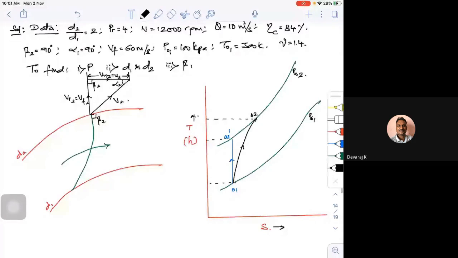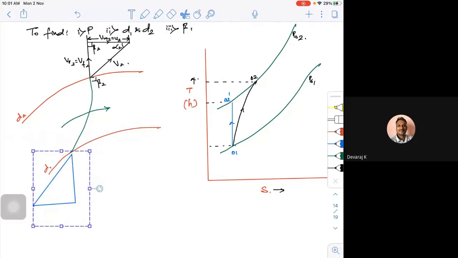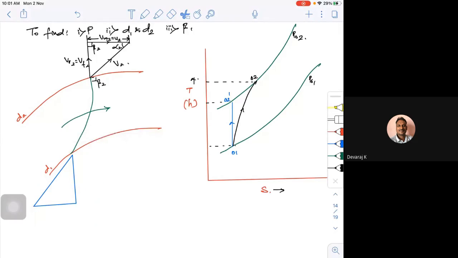Now similarly, if I try to draw the inlet velocity triangle, it will be something like this. This is my alpha 1, and I do have the relative velocity something like this. This is my triangle. This will be my VR1, this is the angle beta 1, this is my alpha 1, which is exactly radial, and this is V1, which is equal to VF1, and this is my U1.